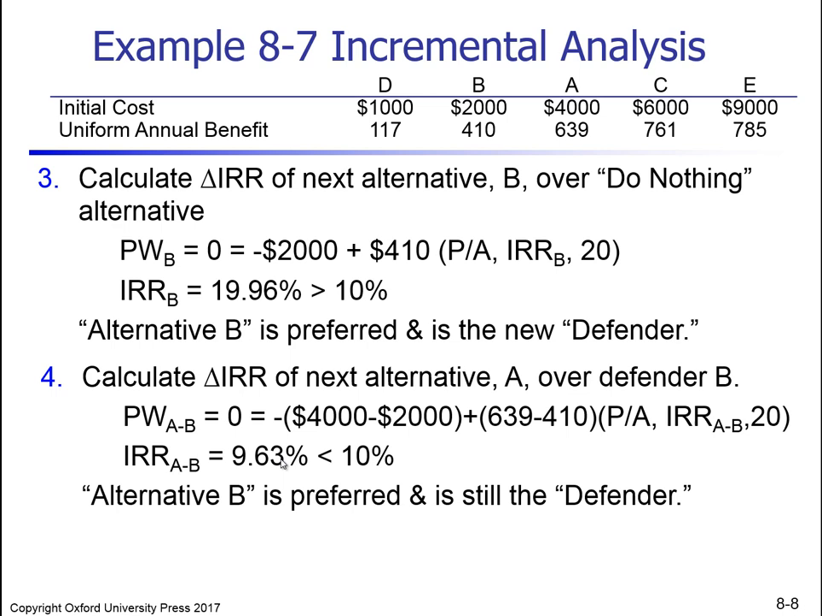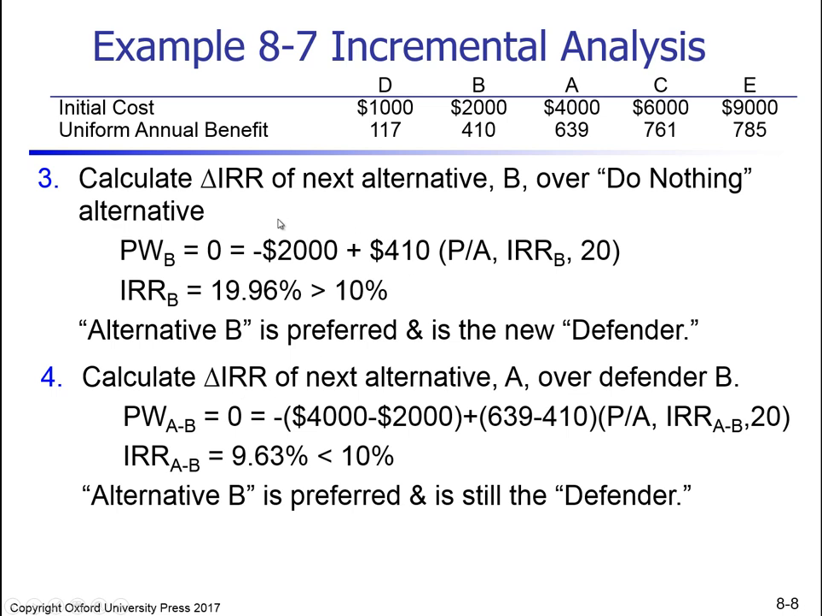And if you solve for your IRR in this case, you get that it is 19.96%, certainly well more than 10%, meaning B is a good choice and better than doing nothing. We already discounted D and said D is not a good choice, so B is better than doing nothing and certainly better than D. And so now we will compare that to A, and in this case we are going to look at the delta IRR.